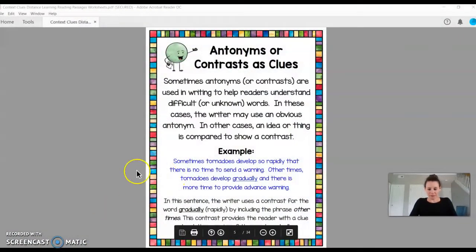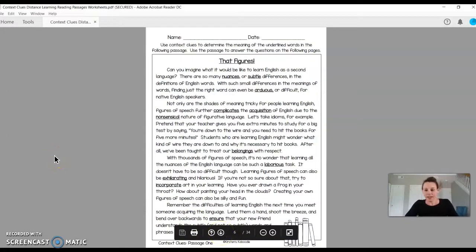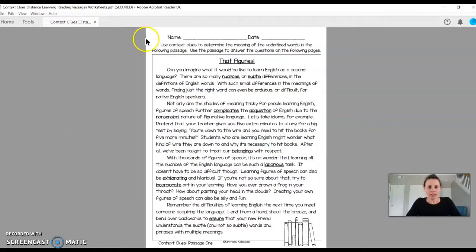Okay, so now that I've shown you all of those big words, and you might have heard some of them before, and some of them you might never have heard of before, we're going to take a look at the text you're going to be reading. Okay, so the title of this text is That Figures. And I'm going to read this out loud to you, and then I'm also attaching a Google Doc with this document on it. And then you're going to have some questions to answer about this document. So let me go ahead and read it, and you can follow along with me as I read. I'm starting up here at the top.